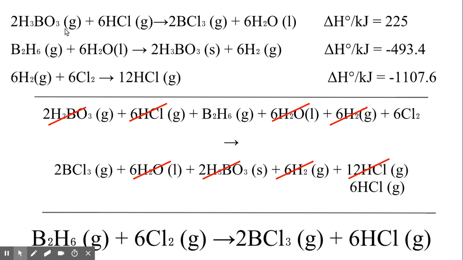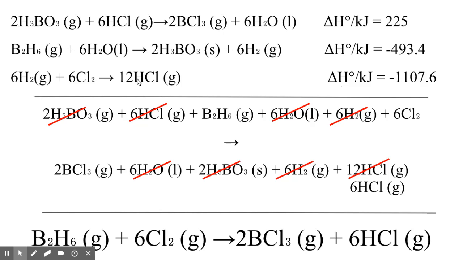Moving on, we have our equations after we've done all that multiplication and gotten them simple. We have 2H3BO3 plus 6HCl yields 2BCl3 plus 6H2O. Change of heat, 225. Then we have B2H6 plus 6H2O yields 2H3BO3 plus 6H2, and the change of heat on that one is negative 493.4. Well, our last equation is 6H2 plus 6Cl2 yields 12HCl with a change of heat of negative 1107.6.